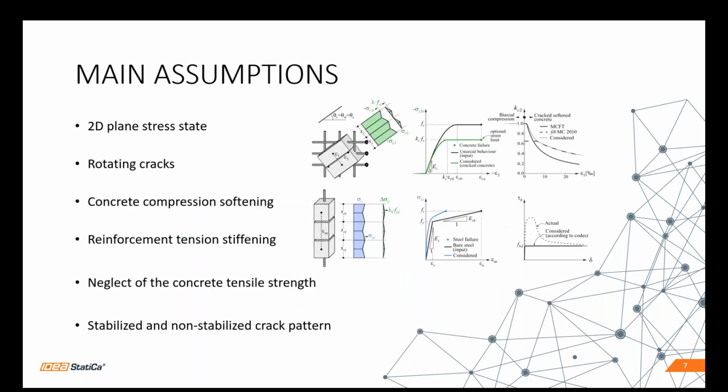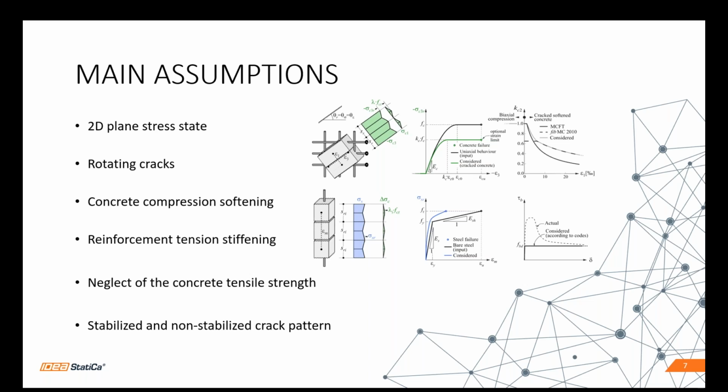So what are the main assumptions of the Detail application? We assume a 2D plane stress state. It means that each element is modeled as a 2D wall. So the internal forces out of plane are neglected there. We assume that cracks are rotating. It means that each crack rotates over the structure and its direction is perpendicular to the direction of principal stress.